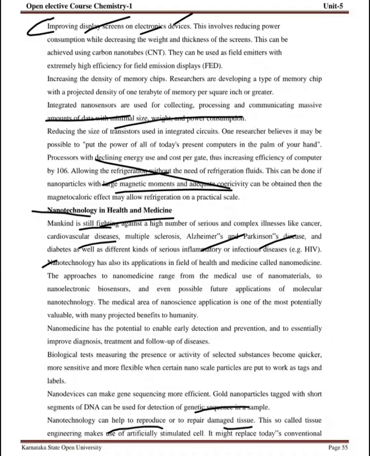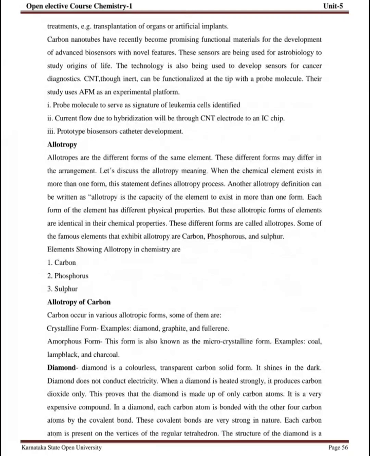and the current flow due to hybridization will be through carbon nanotube electrodes, and prototype biosensors as catheters have been developed. A catheter is used for the removal of fluid, which is generally used in dialysis. So prototype biosensors have been used for catheter development. And further, these are the applications, and the next topic is allotropy.